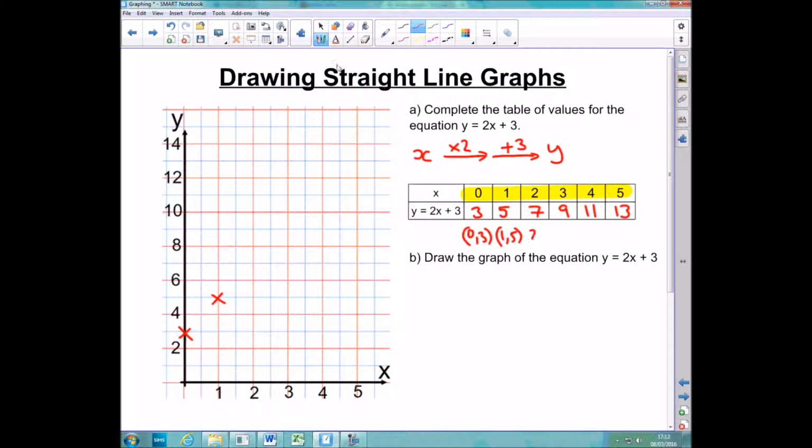Next one is 2, 7. So along 2, up 7, mark that with a cross. 3, 9. 4, 11. And finally 5, 13.